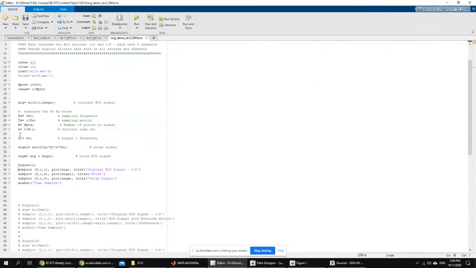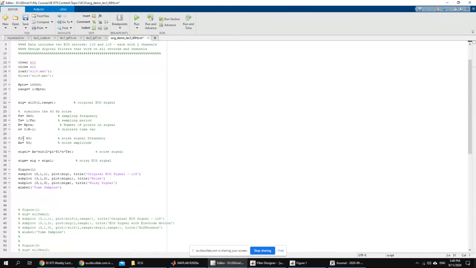So what I need to do is multiply the noise signal by a certain amplitude. Let's just say AN, for example, times this, and just set AN equal to maybe 1,000. 1,000 will basically destroy the signal because it's going to be much larger. Let's just take it as 50 and try it. Noise amplitude, and let's say this is noise signal frequency. Okay, let's just try that.